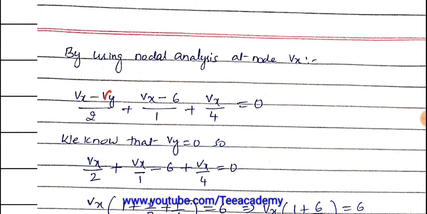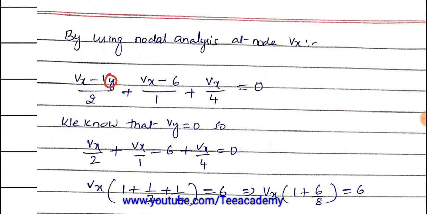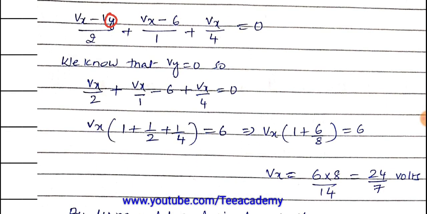By substituting Vy, we get Vx minus 0 by 2, Vx by 2, plus Vx minus 6 by 1, plus Vx by 4. Simplifying this for Vx, we get the answer as 24 by 7 volts.